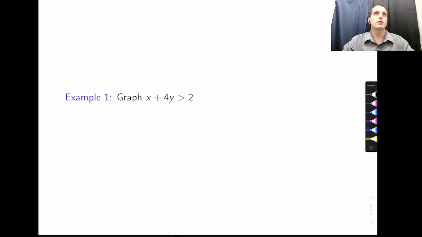All right, so the first thing we're going to do is graph x plus 4y greater than 2. Well, the first thing I want to do here is get this into slope-intercept form, because that is by far the easiest way to graph these things. So first, we have to subtract x from both sides, and we will get 4y is greater than negative x plus 2.